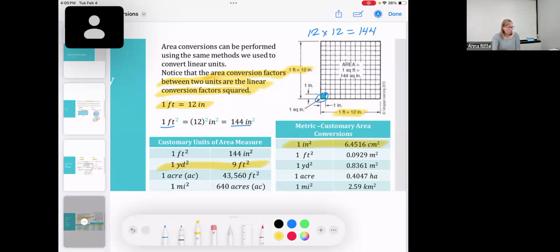Okay. Questions about this process so far? We haven't done any conversions yet.